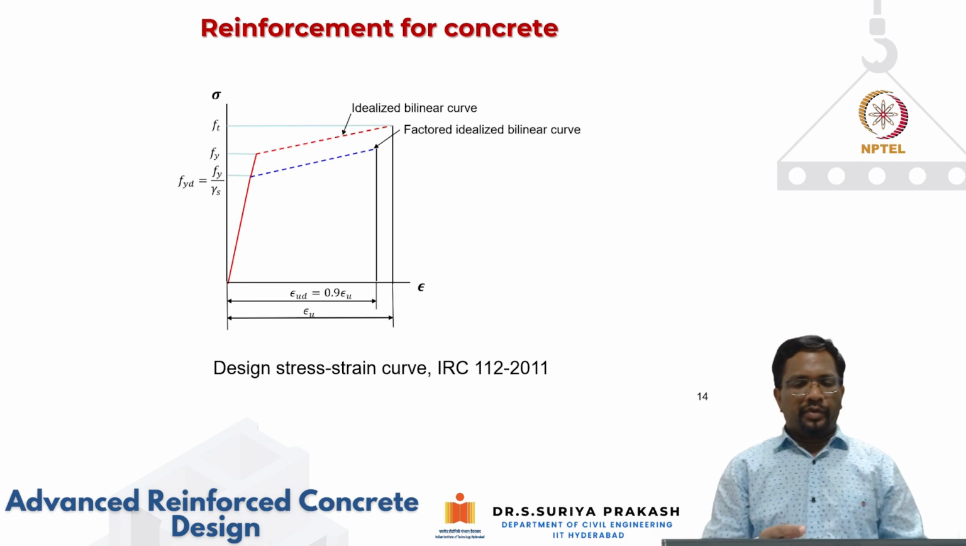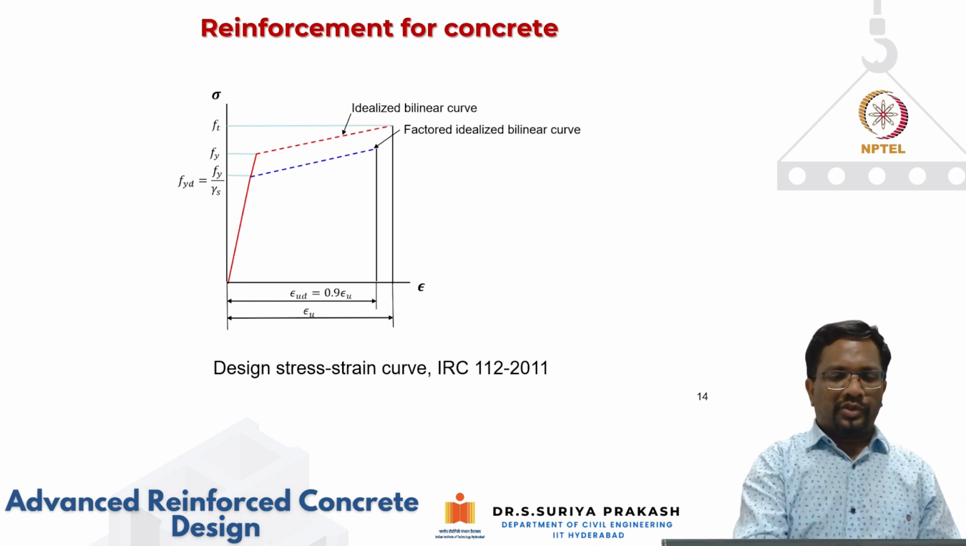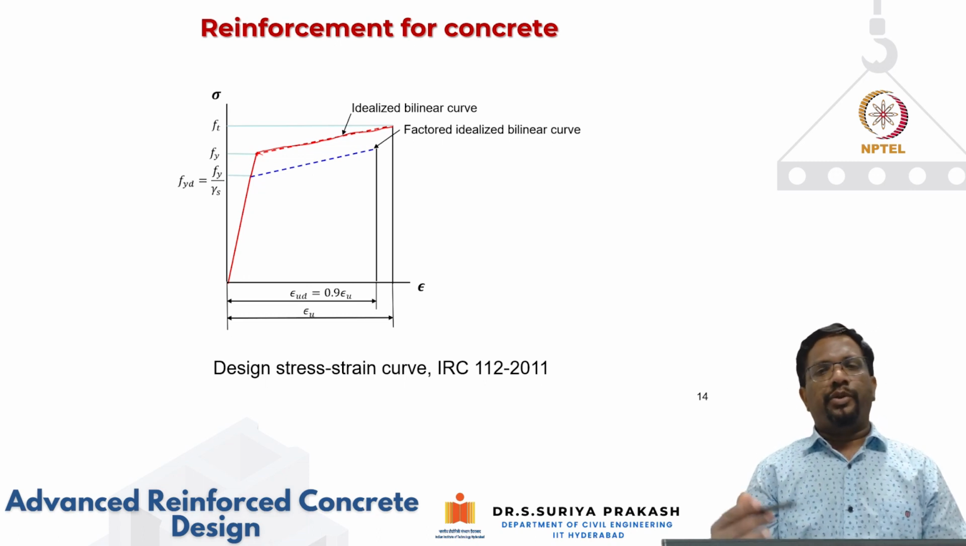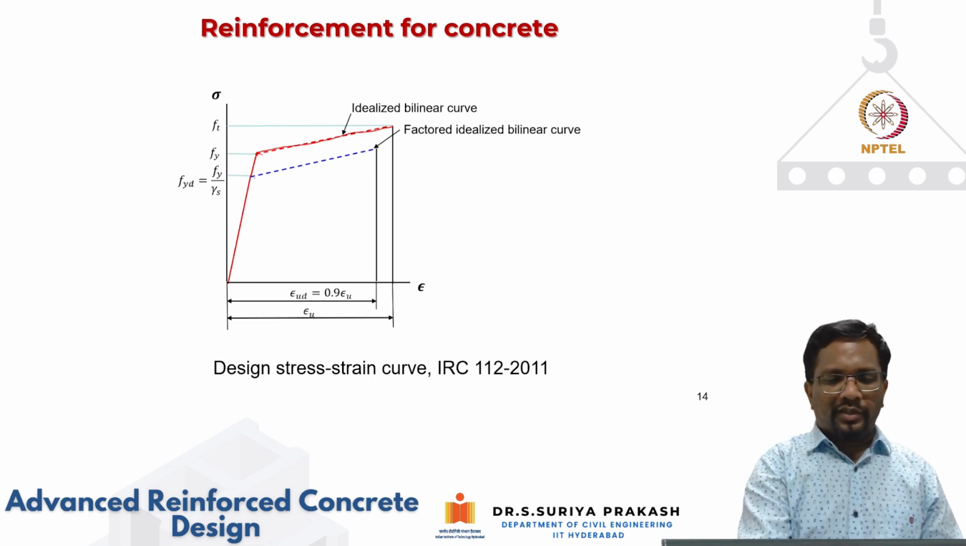It gives a very simplified bilinear curve. The elastic portion stays still till Fy, and then you get this bilinear curve for this characteristic curve. Then that characteristic curve, again you divide it by the partial safety factor, which is gamma s, 1.15 for steel. Then you get this design curve.